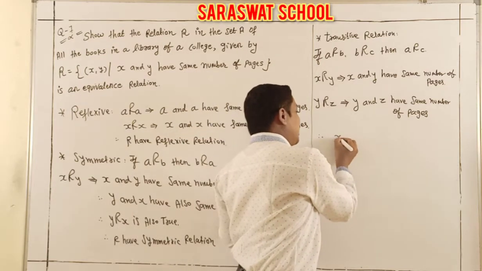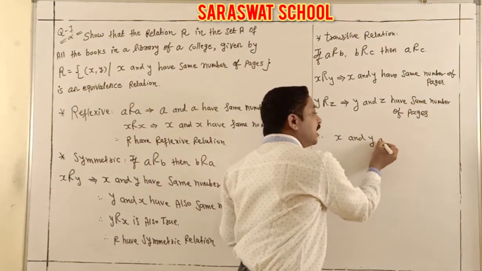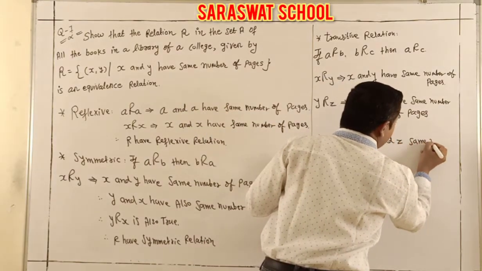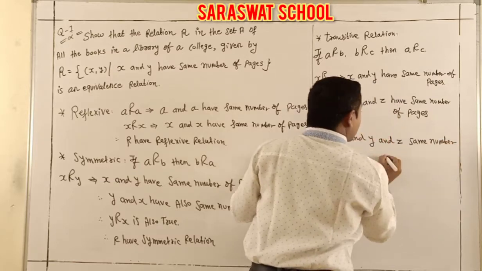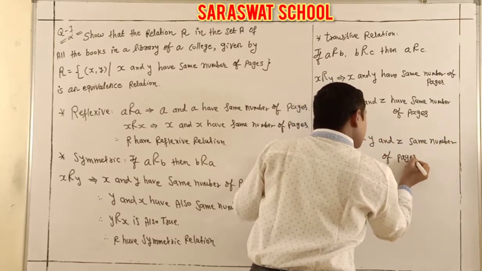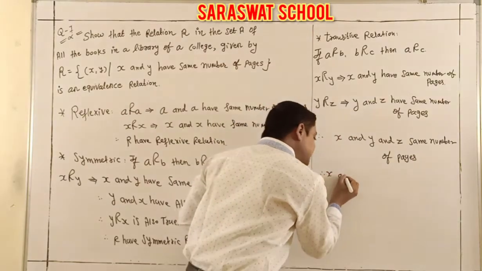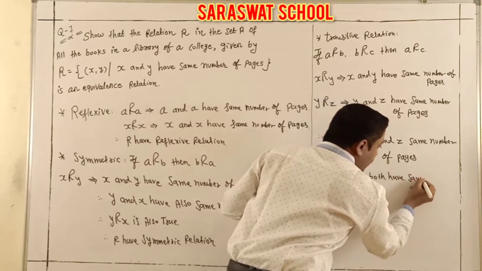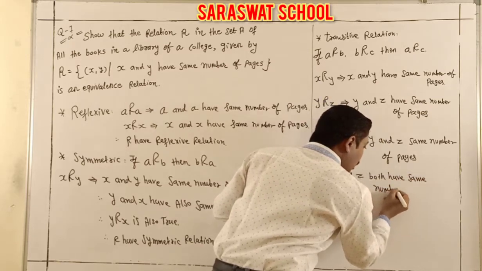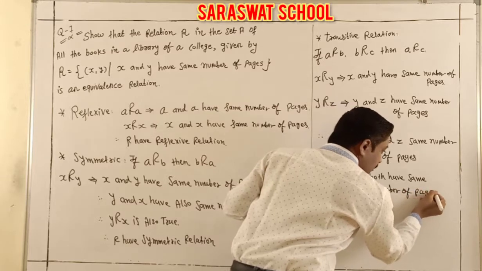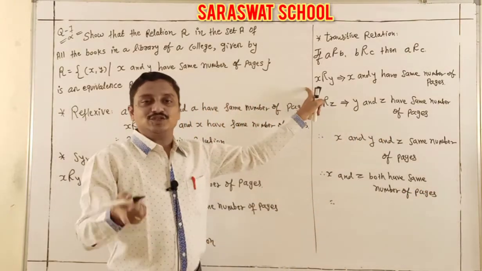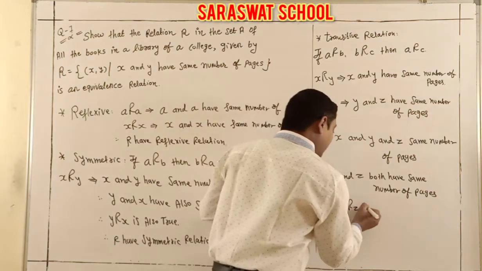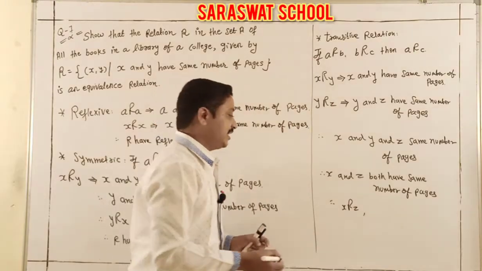So can I say X and Y and Z again have the same number of pages? That means, students, I write down X and Z both have the same number of pages. That's why the rule is valid. The X to Y relation, Y to Z relation, and X to Z relation have applied, so X to Z is true.